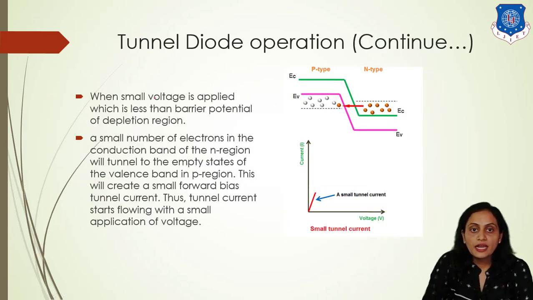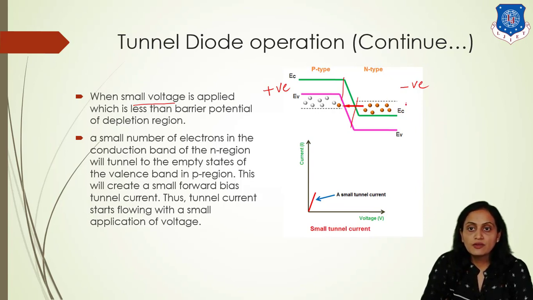Now we have applied a small voltage to the tunnel diode. Due to the application of a small voltage, of the order of forward bias, that is we apply positive over here and negative over here, the potential barrier at the junction gets reduced. Due to that, the conduction band will come up and the valence band will go down. So the potential difference or barrier between these two is reduced, and you can see the Fermi level of the conduction band go up and the valence band Fermi level go down.